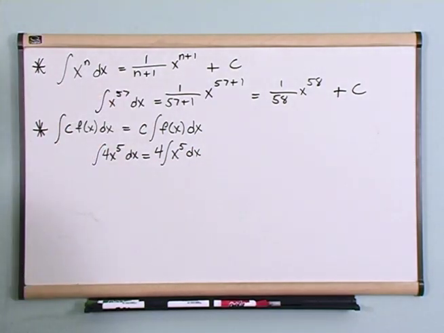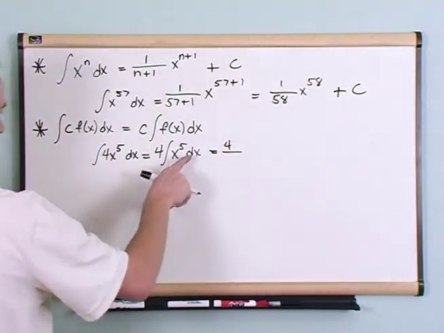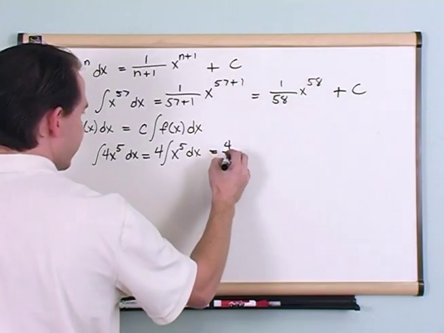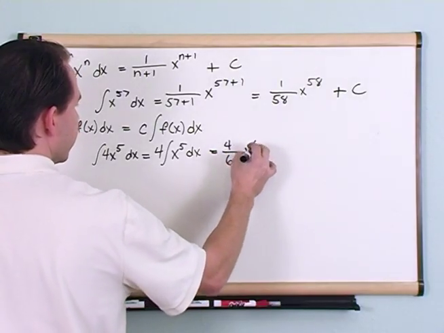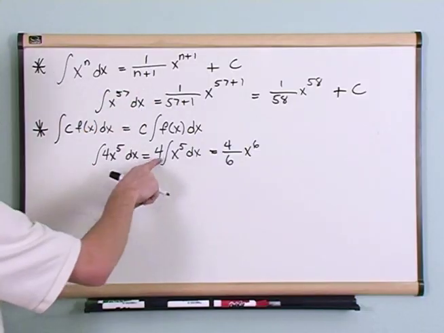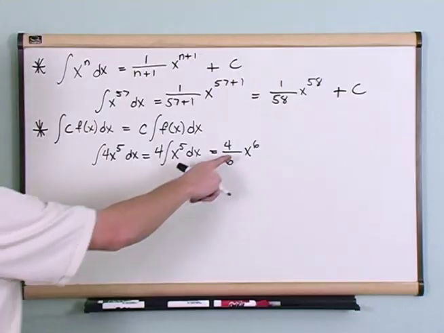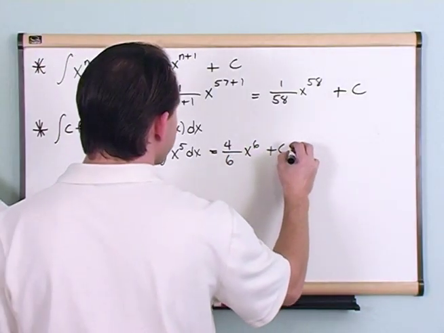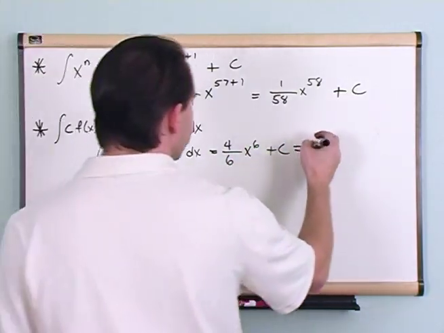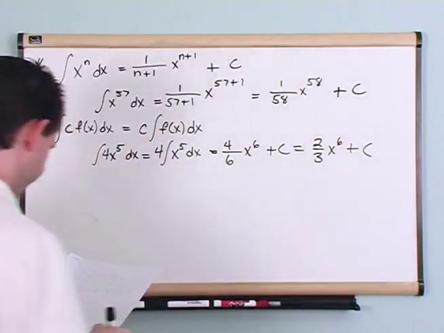You use this formula. So what you would have here is 4 over 5 plus 1 is 6, x to the sixth. Because remember, it's 1 over n plus 1, okay? So I just have a 4 out, so I have the 4 on top over n plus 1, which is 6, x to the sixth, plus a constant. And of course, you could reduce this to 2/3 x to the sixth plus a constant.